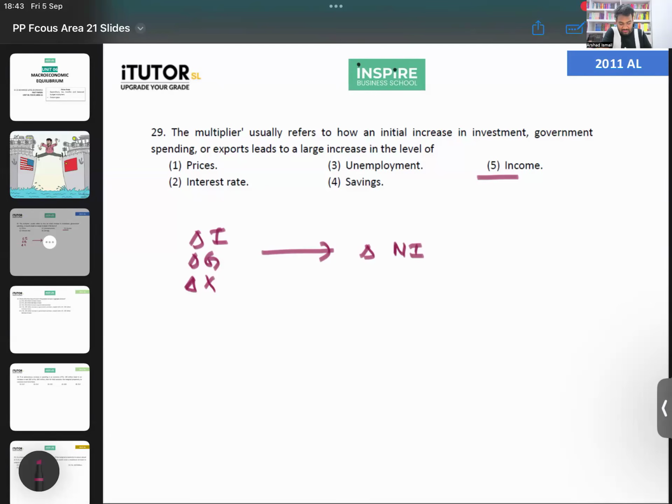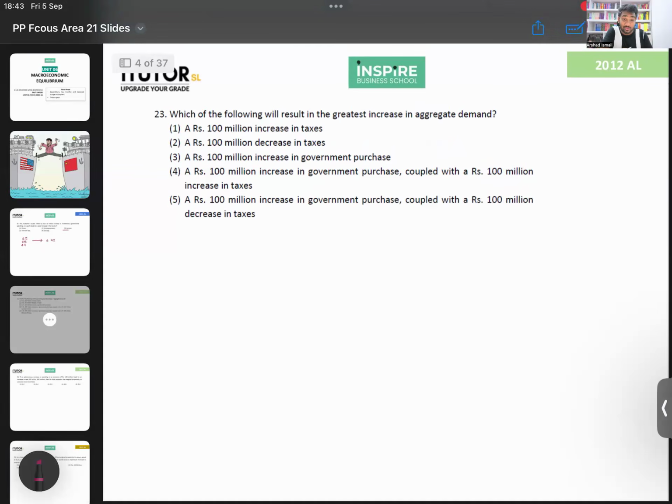Then the next one, 2012 A levels 23. Which of the following will result in the greatest increase in aggregate demand? Okay, they're talking about government spending and taxes. Use a bit of common sense. So if you want to increase aggregate demand, what should you do to government spending? Increase or decrease? You have to increase government spending.